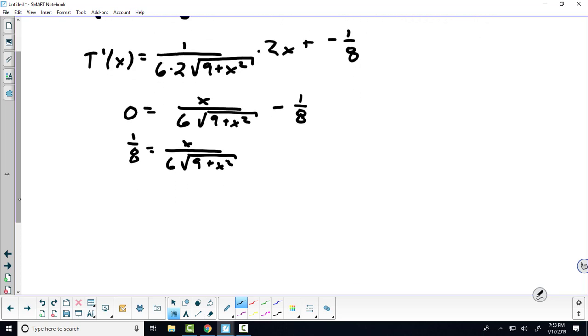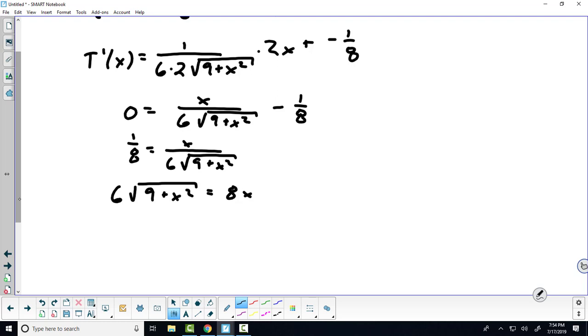This is the first time we've had to solve a radical equation in a long time. I recommend the technique of cross multiplication here, although there are many other ways to do this problem. If we cross multiply, we get 6 square root of 9 plus x squared is equal to 8x. Now, I've got an equation with a square root in it, so I isolate the square root term, done, and then I raise both sides to the index of the radical. Well, this is a square root, so I'm going to square both sides of the equation.